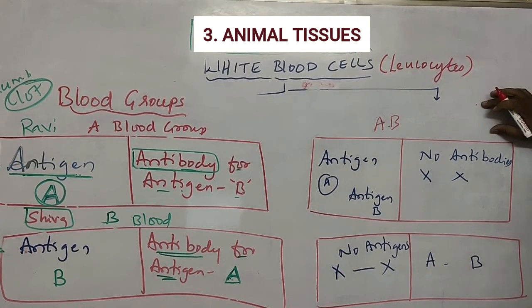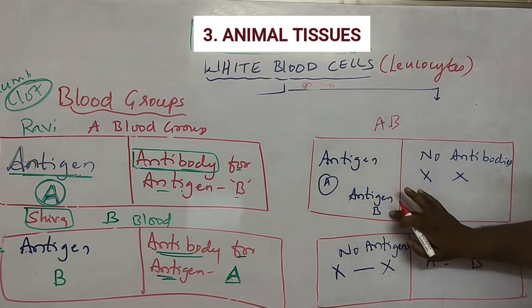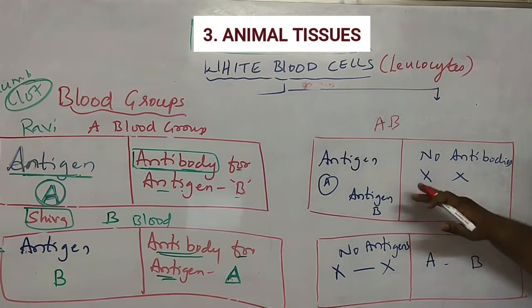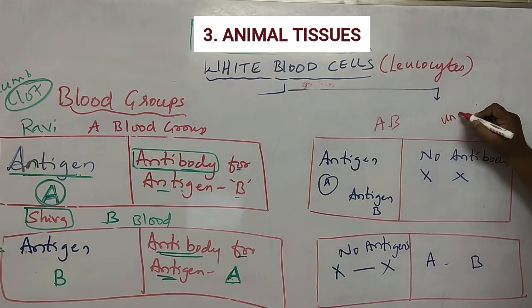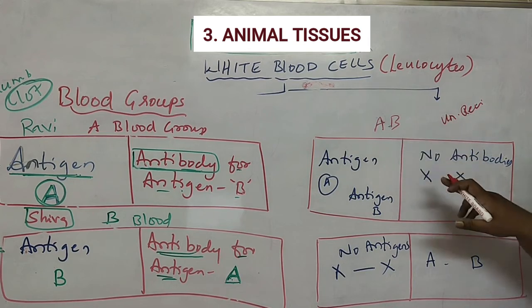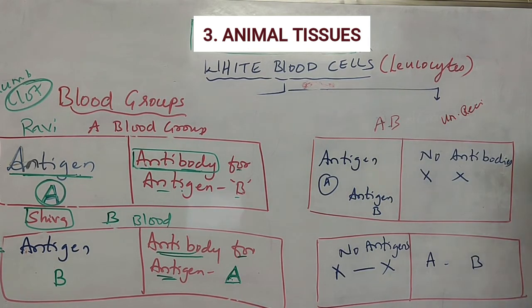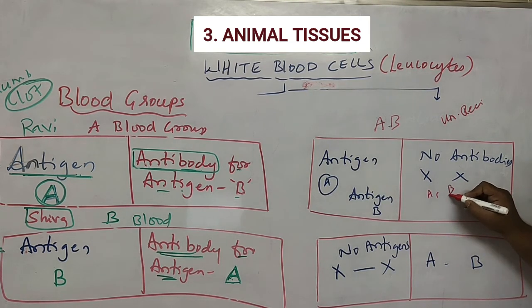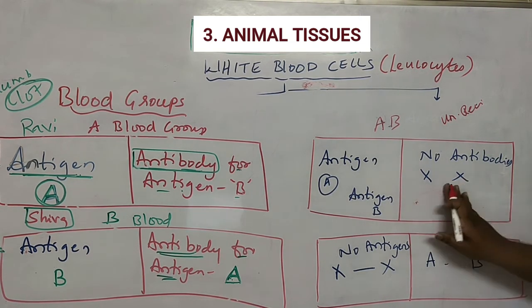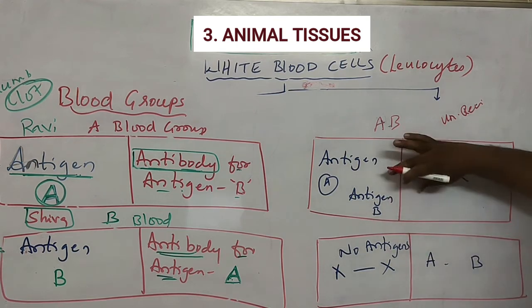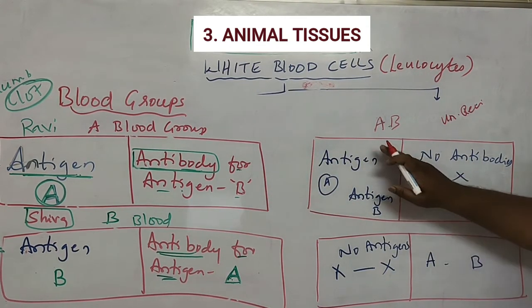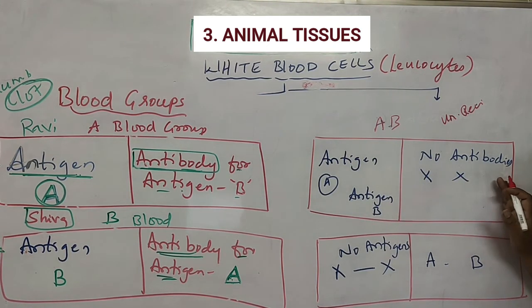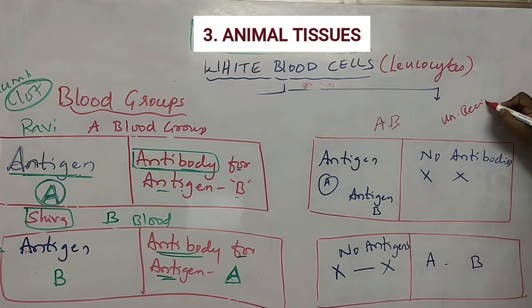So now coming to the AB blood group. Okay, you can see here antigens are present, but there are no antibodies. These are called as universal recipients, because if they receive the blood, there are no antibodies to fight with them. If there is an antibody for antigen A or antibody for antigen B, definitely they will fight with them. But what happened here? There are no antibodies to fight with them. So this blood group can receive blood from A, B or O. It's not an issue at all for them, because they don't have the antibodies in them. That's why they are called as universal recipients.